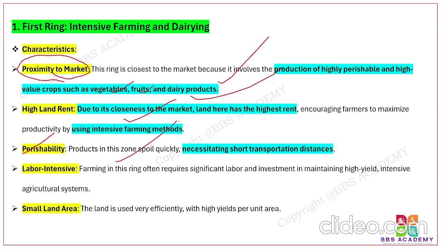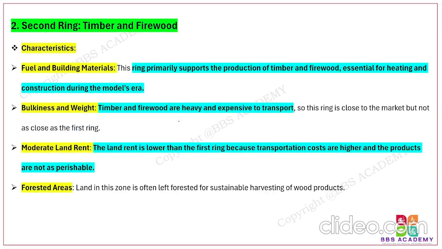Okay, the next zone is characterized by firewood and lumber production. This ring primarily supports the production of timber and firewood, because during that time timber and firewood were in high demand, being essential for heating houses and for construction purposes.